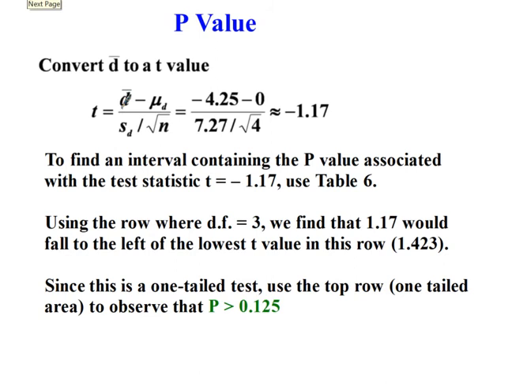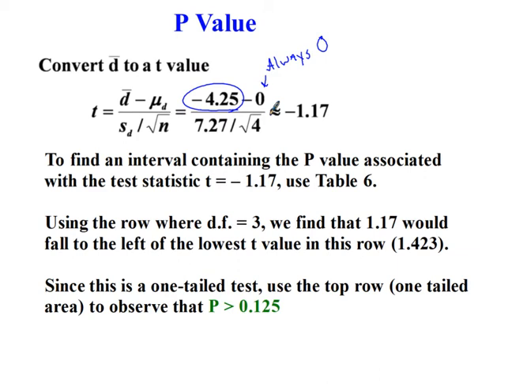All right, so the mean of differences from our calculator is negative 4.25. The population mean, which is 0, is always 0, so you can basically just stick with that number on your numerator. The standard deviation is also on our calculator. Divide by the square root of 4, because there were 4 people, and you get a t-score of negative 1.17.